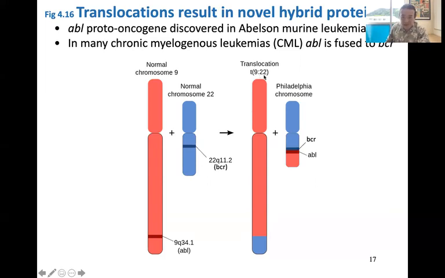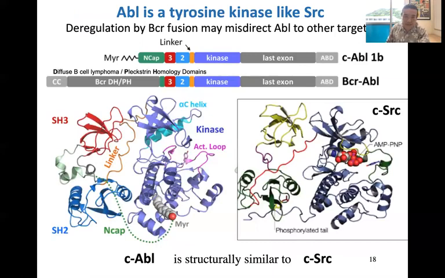This T9;22 translocation is one of these. It involves a part of chromosome 22 that contains the gene BCR, and a part of chromosome 9q34 that contains a gene called ABL. When this translocation happens, you get a hybrid protein, because the resulting fusion is still able to be transcribed and translated. The protein that's created is this BCR-ABL protein. All right, this is the last slide for today.